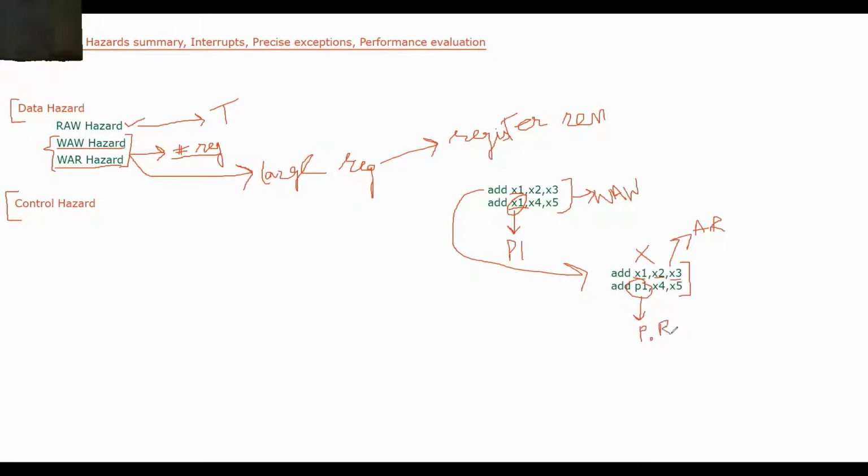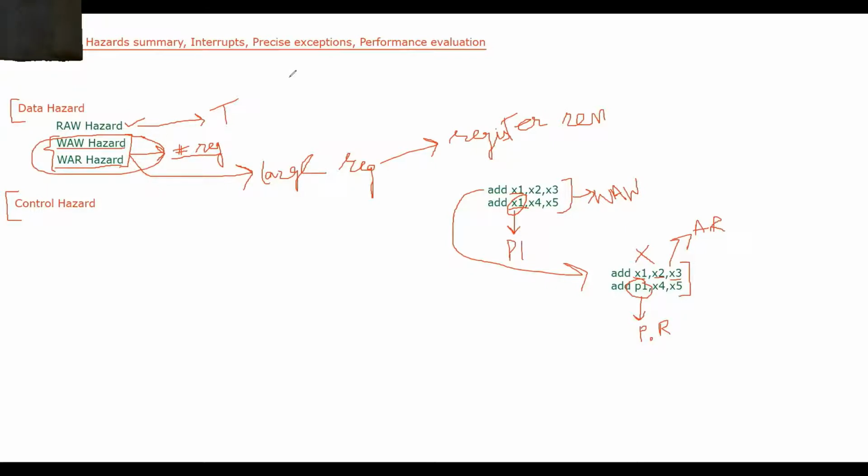Okay, but the complete discussion about how the renaming is done, and how architectural and physical registers are related to each other, is out of scope of this discussion. So we won't be discussing that particular scenario in this lecture. But you have to remember that using a renaming technique, we can easily remove these two types of dependencies.